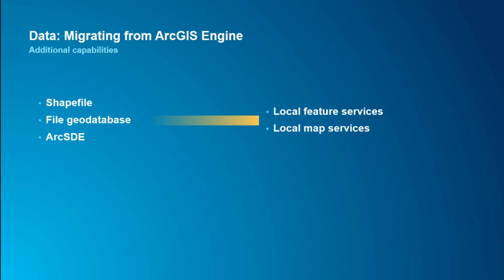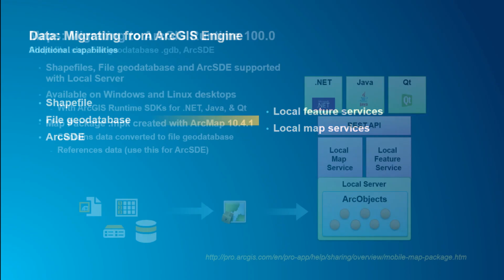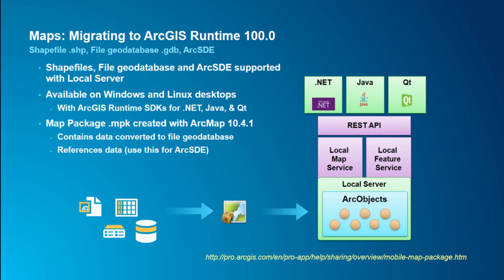So just the same as I talked about support for map packages, another option for continued support for shapefile, file geodatabase, and ArcSDE content would be local feature services and local map services. So those types are still supported with local server. Again, that's available on Windows and Linux desktops with the .NET, Java, and Qt SDKs. The way to support that would be reference that content via ArcMap and create a map package with 10.4.1.